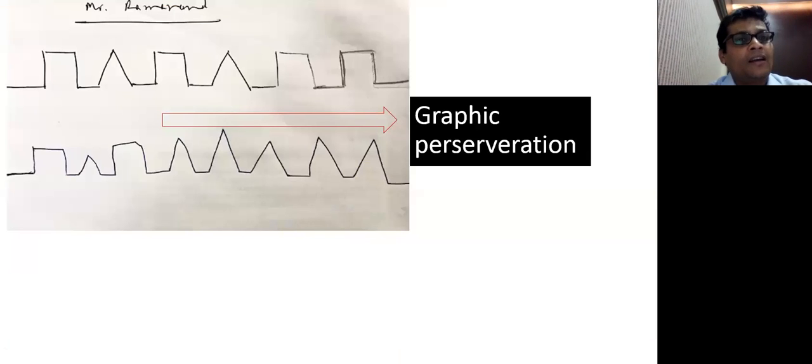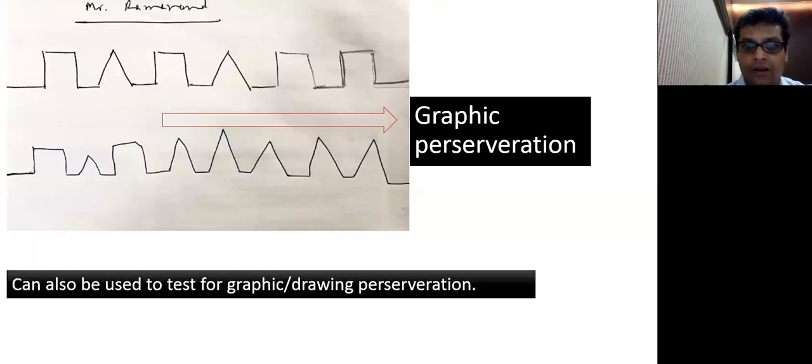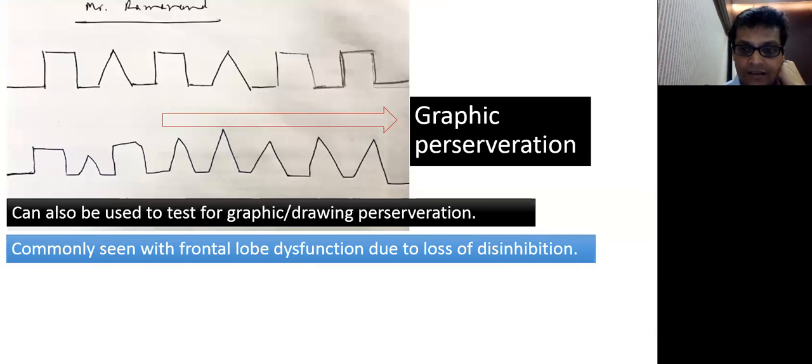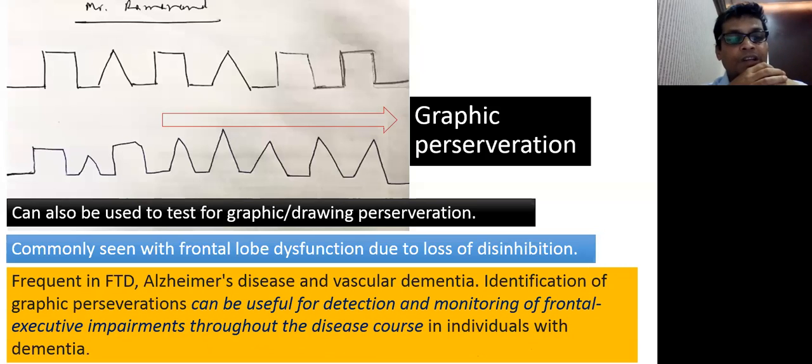This alternate square and triangle test can be used to test writing perseveration or graphic perseveration, which is mainly because of frontal lobe dysfunction as a result of loss of inhibition and executive dysfunction. So this graphic perseveration can be seen in many types of dementia like FTD, Alzheimer's, as well as vascular dementia. The main use of this test is to monitor the frontal executive dysfunction throughout the disease course. As the disease progresses, it becomes worse.